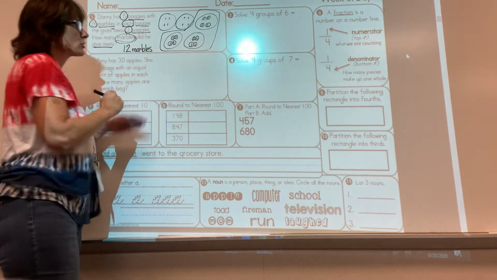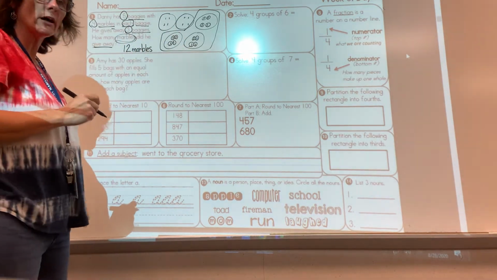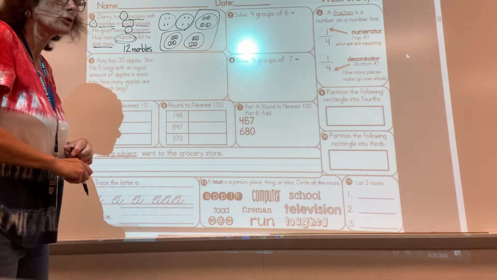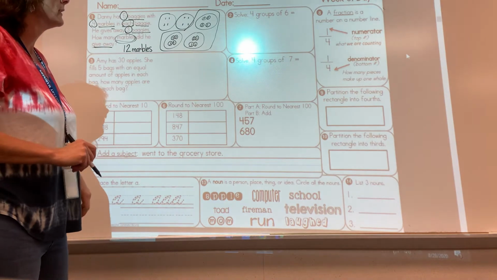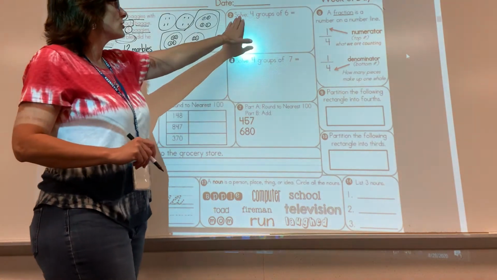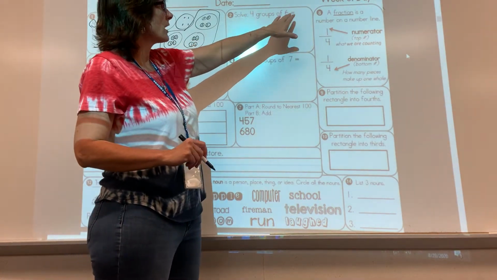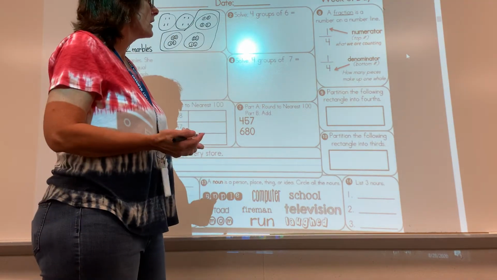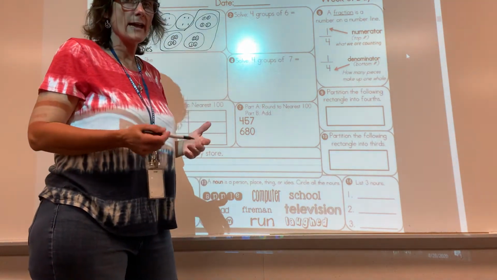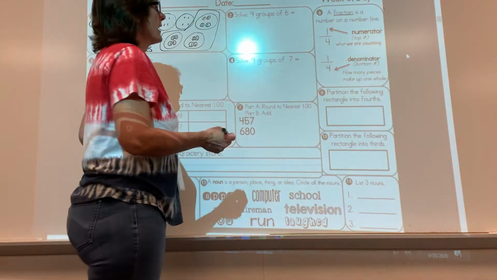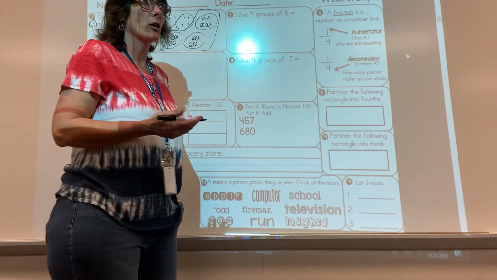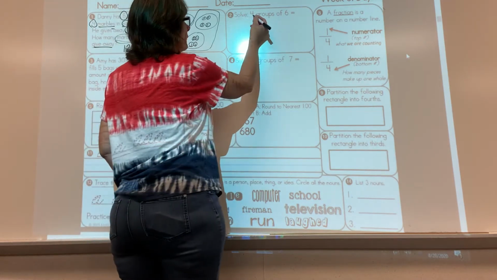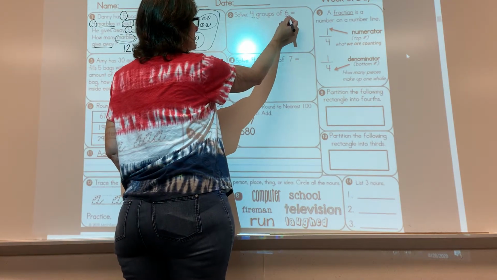And your paper should have all of this on it if you're following along with me like you should be doing. Make sure you draw the pictures and practice with me. Number 2 says solve. 4 groups of 6 is, I remember we talked about arrays in the last couple weeks on our spelling vocabulary words.